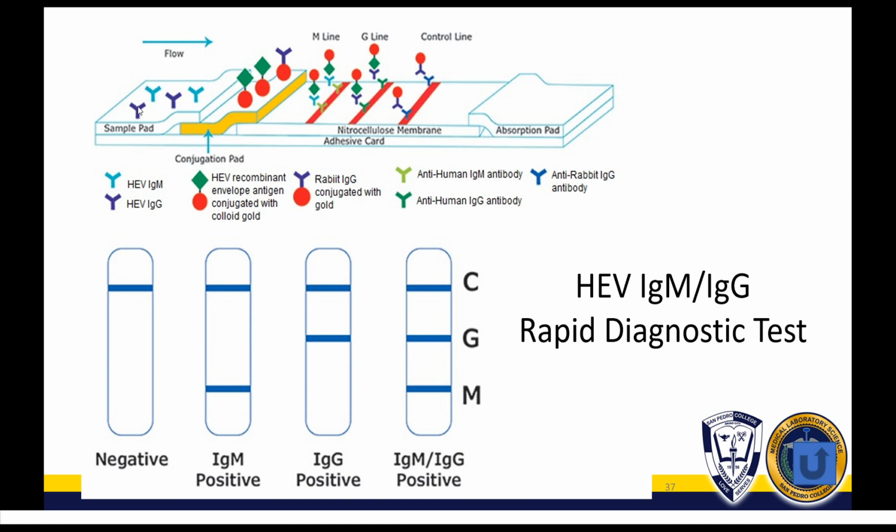If the patient has IgG, this IgG will bind to the antigen. And then this IgG will be captured in the G region. Why? Because in the G region, there is an impregnated anti-human IgG antibody. This anti-human IgG antibody will capture the IgG coming from the patient sample. Once it is captured there, a purplish color will appear in this region, and that indicates the presence of IgG.